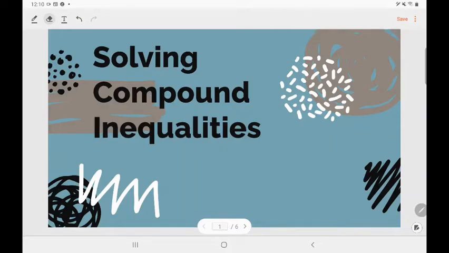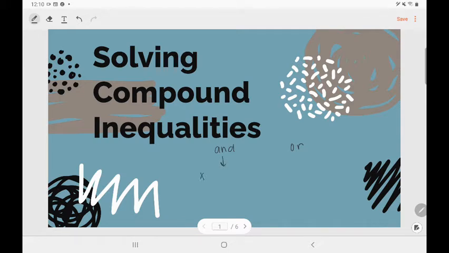Everyone, today we're going to be solving compound inequalities. As a short review, remember that compound inequalities are inequalities that are joined by the word "and" or the word "or."